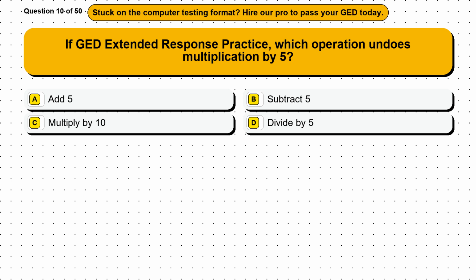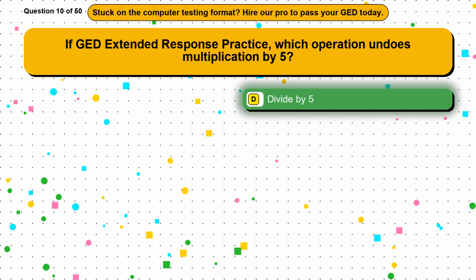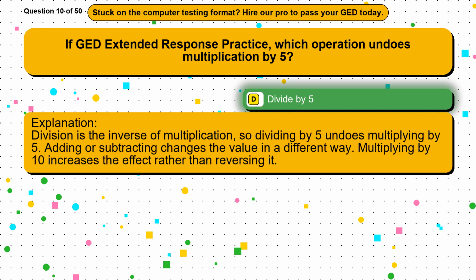Question 10. If GED Extended Response Practice, which operation undoes multiplication by 5? Option A, add 5. Option B, subtract 5. Option C, multiply by 10. Option D, divide by 5. The correct answer is option D. Divide by 5. Division is the inverse of multiplication, so dividing by 5 undoes multiplying by 5. Adding or subtracting changes the value in a different way. Multiplying by 10 increases the effect rather than reversing it.